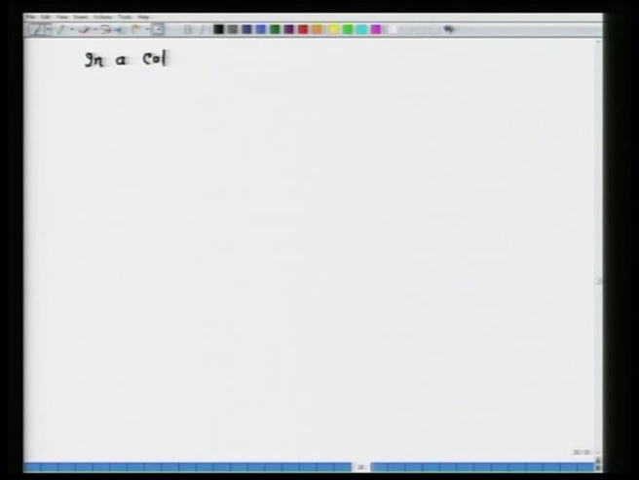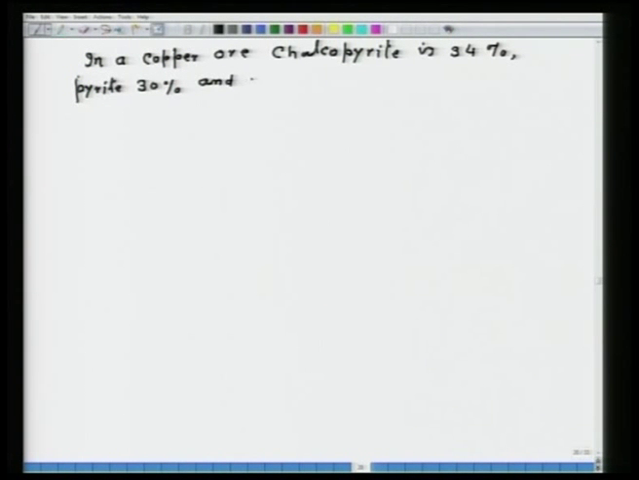Now, what I have planned, let me go for a very simple problem and then we will go for the further problem. So, as such, first let us take, in a copper ore, chalcopyrite is 34%, pyrite 30% and SiO2 36%.